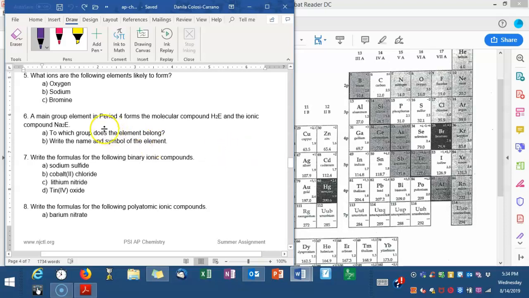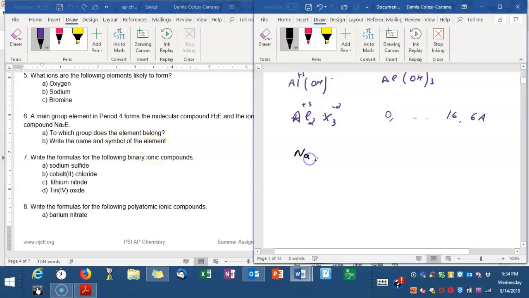A main group element in period 4 forms the molecular compound H2E, and the ionic compound is sodium E, right? To which group does the element belong? And write the name and symbol for the element. We have sodium with a 2, and that's your E, right? So sodium has a charge of 1, so this one for a total charge of 2+. So on this side you got to have a 2-. You only have one of those, so you need a 2- there.